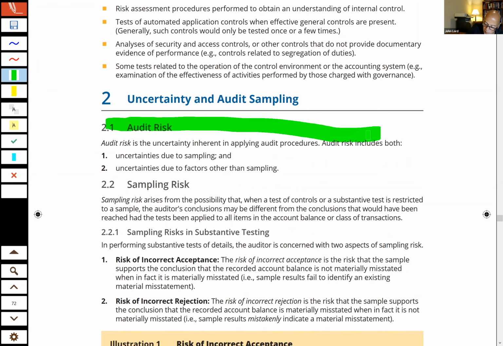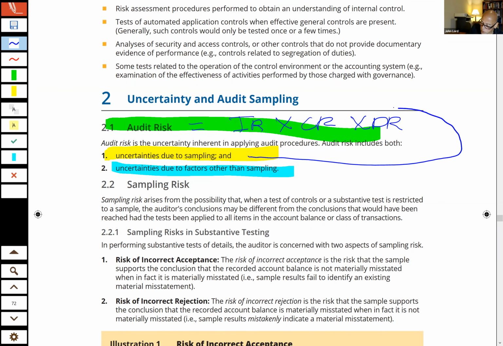Okay, and we have our audit risk. We have uncertainties due to sampling and uncertainties due to factors other than sampling. But we know that audit risk is what? It's our IR times our CR times our DR. And where we tend to use sampling techniques is on what? On our control testing and our substantive testing.